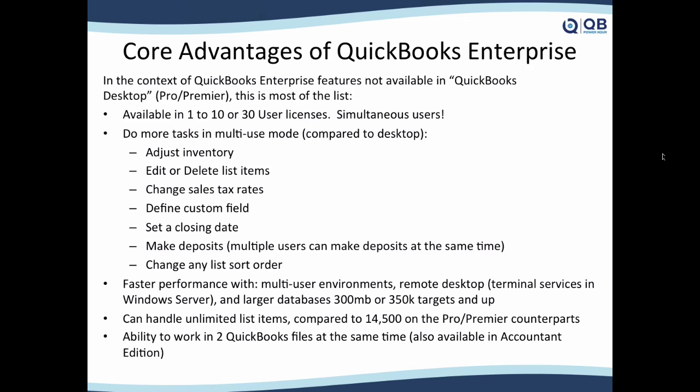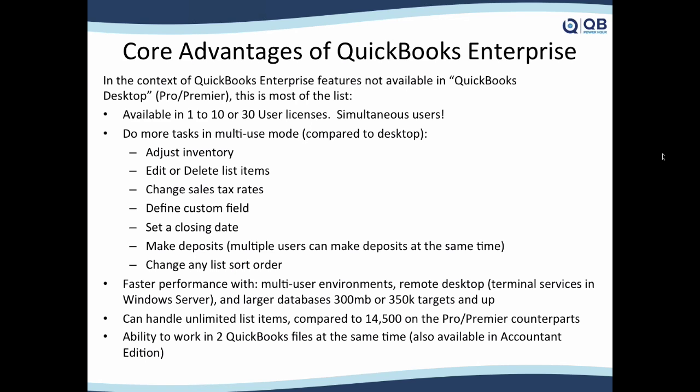All right, so let's talk about the core features that QuickBooks Enterprise has in the context of comparing it with QuickBooks Pro or Premier. Number one, QuickBooks Pro has a maximum of 3 users. QuickBooks Premier, maximum of 5 users. QuickBooks Enterprise can go all the way up to 30 users. So that's a big differentiator, obviously, mostly because you're going to deal with a bigger company size.